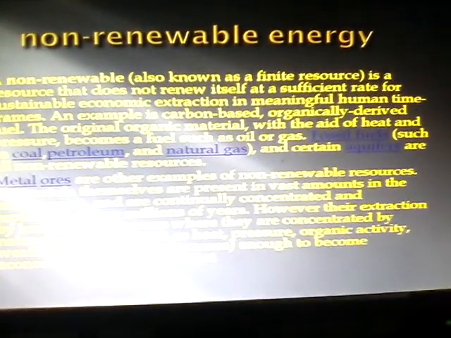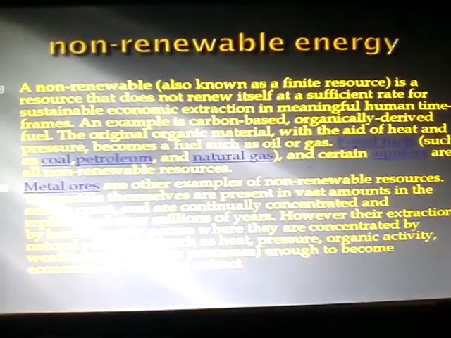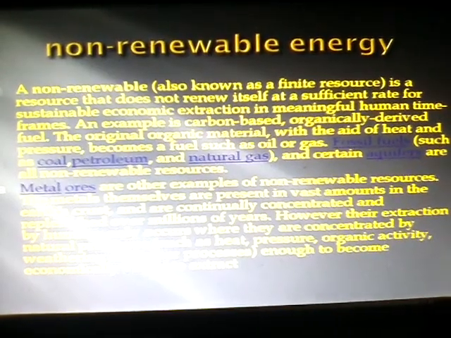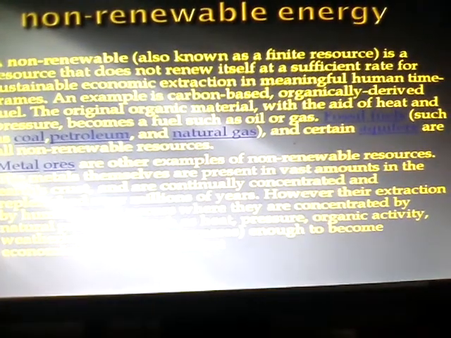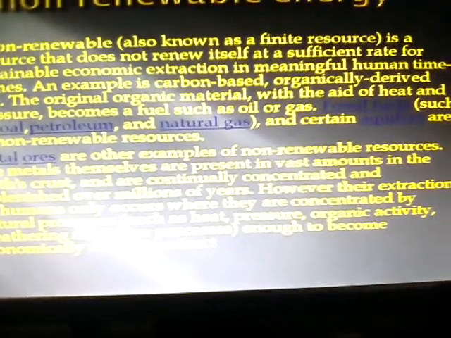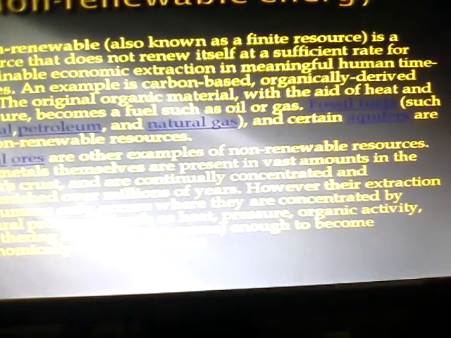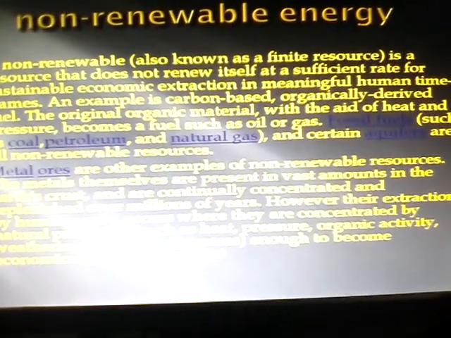Fossil fuels such as coal, petroleum, and natural gas, and certain aquifers are all non-renewable resources. Metal ores are another example of non-renewable resources. The metals themselves are present in a vast amount in the earth's crust and are continually concentrated and replenished over millions of years. However, their extraction by humans only occurs where they are concentrated by natural processes such as heat, pressure, organic activity, weathering, and other processes, enough to become economically viable to extract.